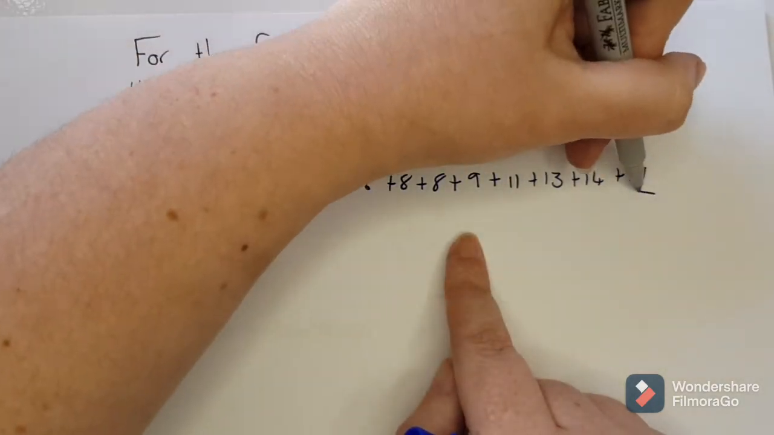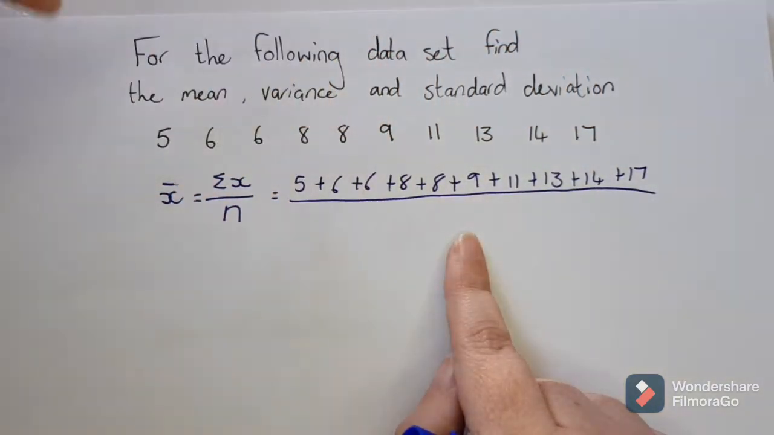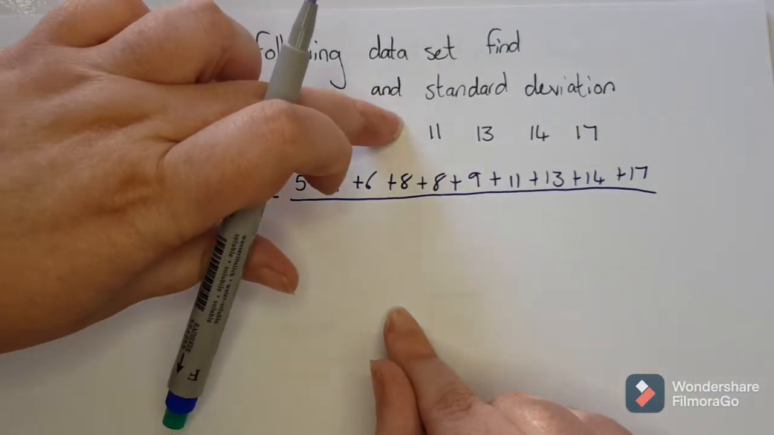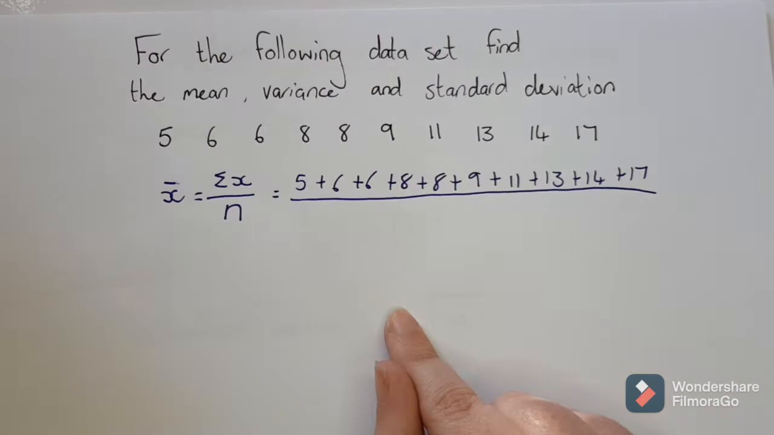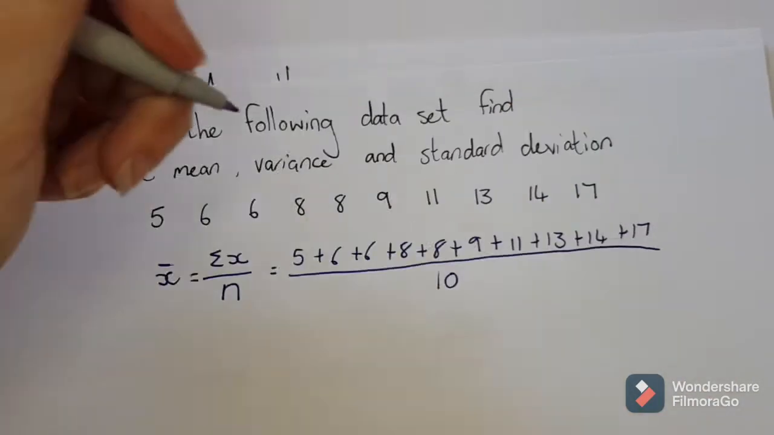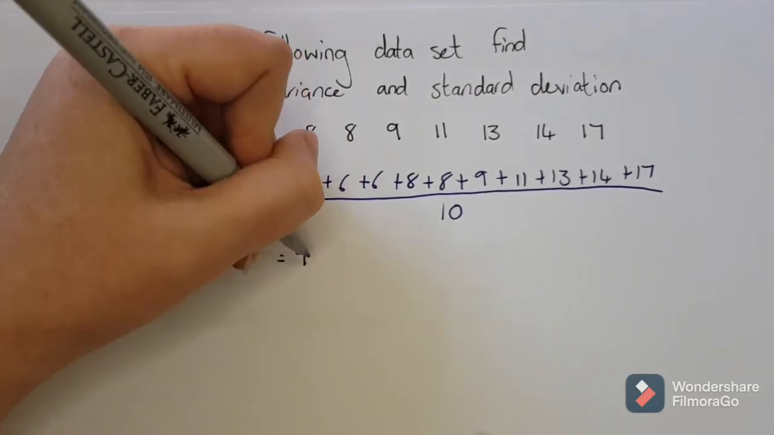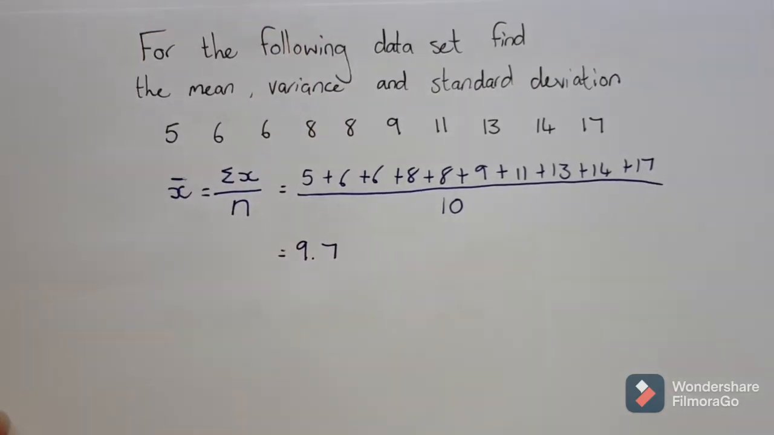And then you're going to divide that all by the total of numbers that we have. So we have 1, 2, 3, 4, 5, 6, 7, 8, 9, 10 numbers that we're going to divide by. And if you type that into your calculator, you end up with a final answer of 9.7.